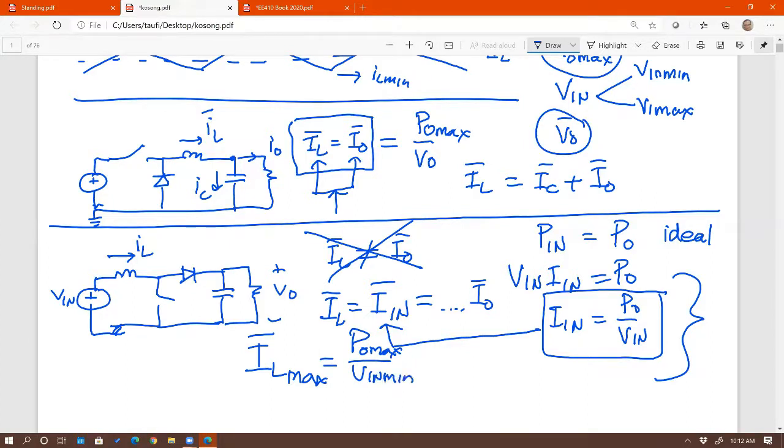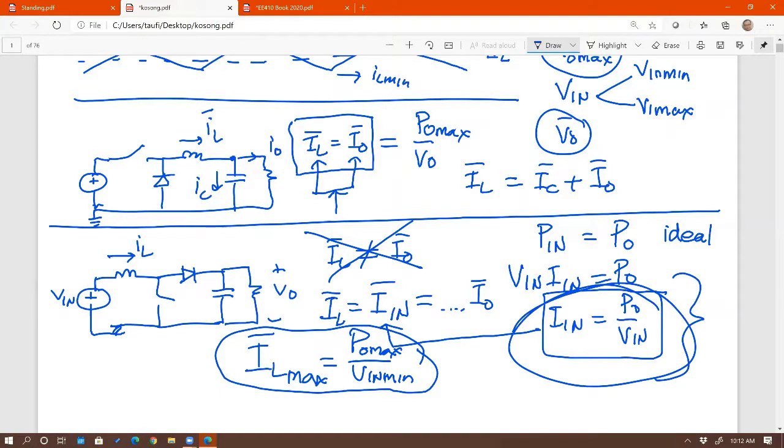Okay, right there. Trust me, I use this equation a lot. Every time I design a DC to DC converter, I use that equation. I need IL max to size the switch and the diode. So P out max over V in min, or in general, this is the equation: P in over V in. But if you want to do the worst case, P out max over V in min. Okay, so that's how you get IL average.